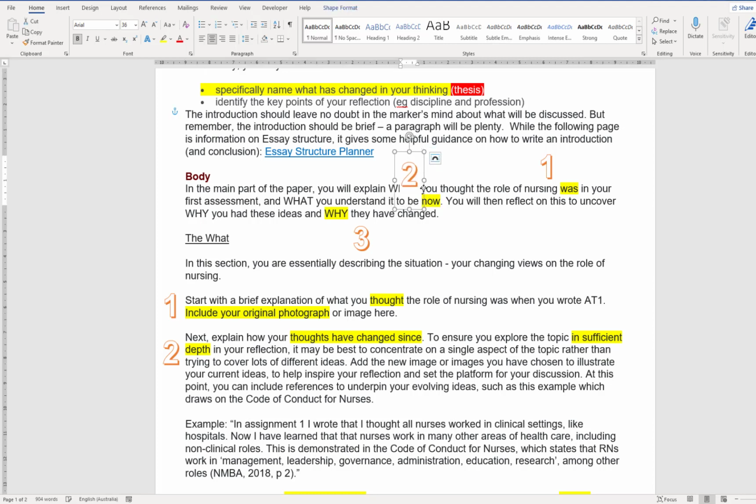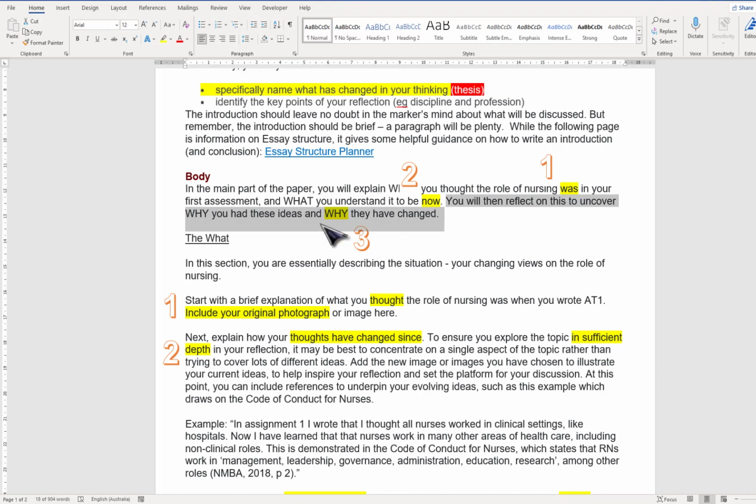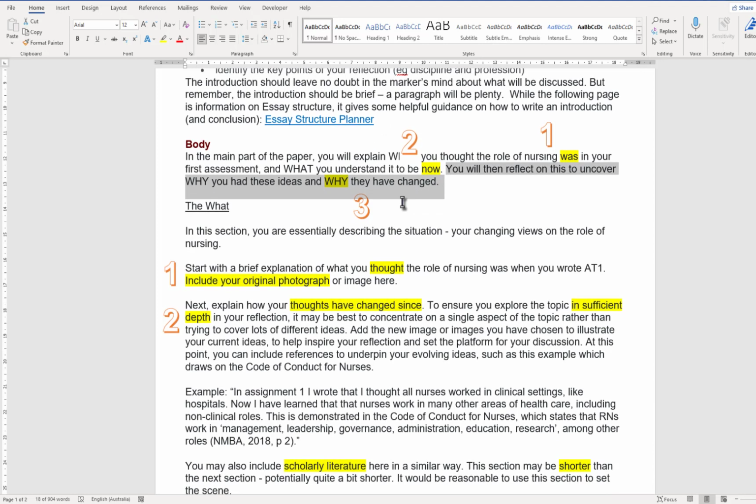The second part, the second section of your essay, which again might be 1 or 2 paragraphs long, is what you understand now. Right? So this is where you write everything about what has changed and how has it changed, right? But don't go into detail about why it's changed or what caused it to change. For example, where did you learn the information and that sort of thing. All of that information comes in section 3. Section 3 is reflect on why these ideas changed, where these ideas have come from.